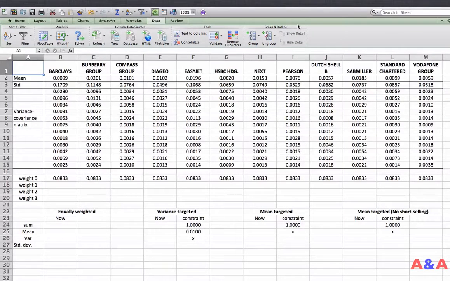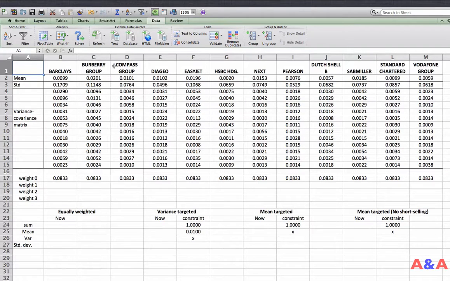Okay, in a previous class, we formulated portfolio optimization problems using vectors and matrices. Today, we actually solve them using Microsoft Excel Solver. So you are an investor, and suppose you have 12 companies' stocks currently available for your investment.